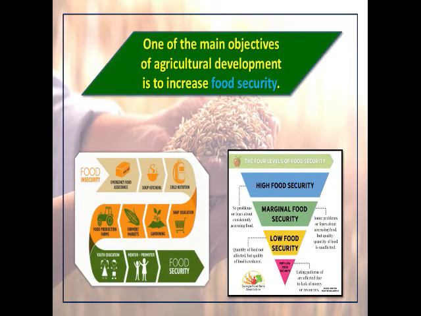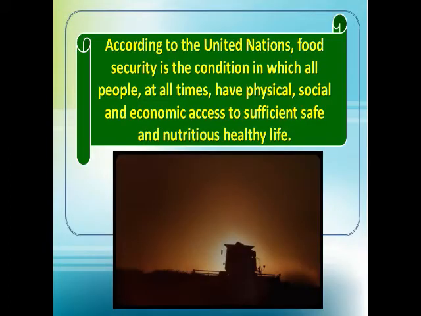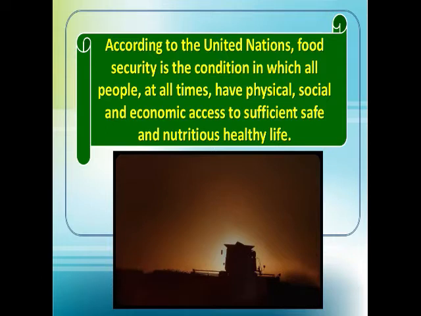Another one is, one of the main objectives of agricultural development is to increase food security. So food security is one of the main objectives of agricultural development, students. According to the United Nations, food security is the condition in which all the people at all times have the physical, social, and economic access to sufficient, safe, and nutritious food for a healthy life. So I'm going to show one small video about agricultural production. So let's see it.